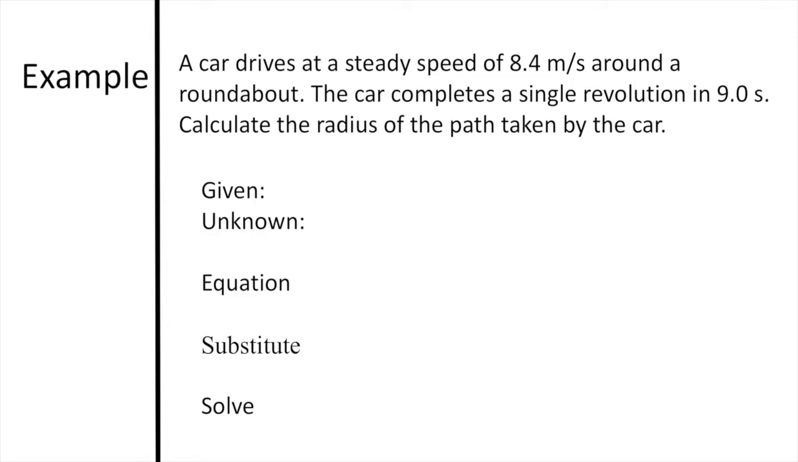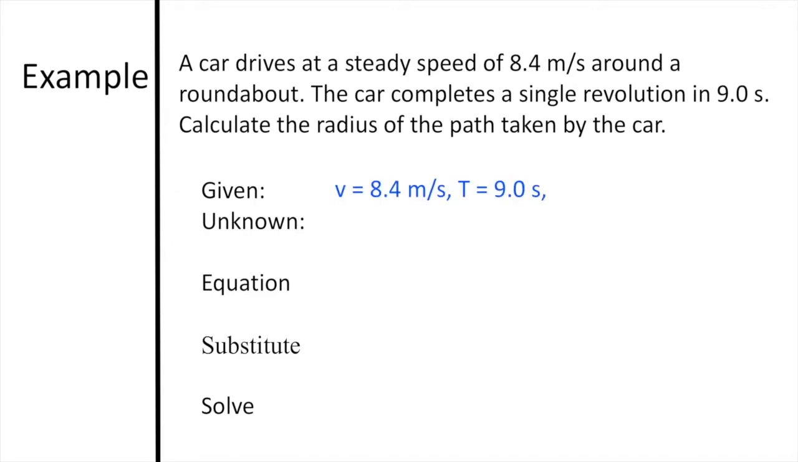Here's an example for you to try. A car drives at a steady speed of 8.4 meters per second around a roundabout. The car completes a single revolution in 9.0 seconds. Calculate the radius of the path taken by the car. Pause the video and start it back up when you're ready to check your answer.